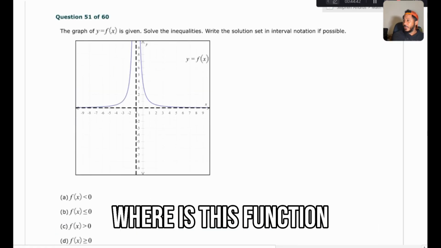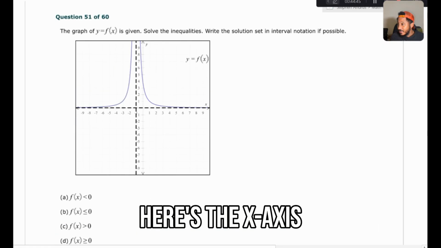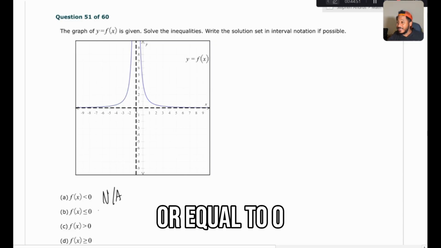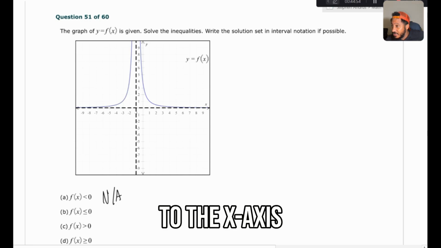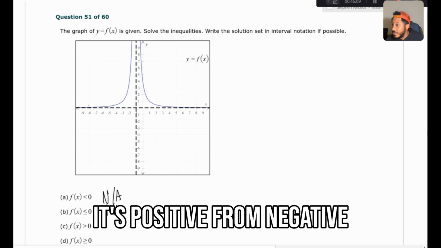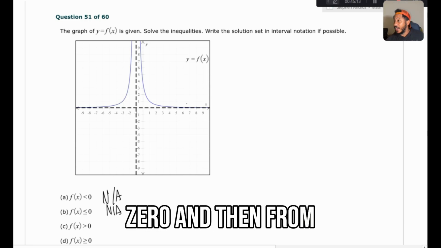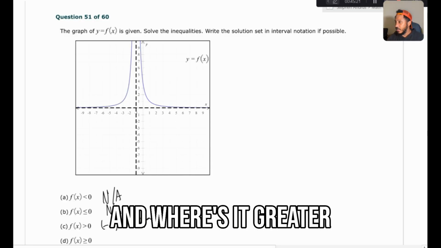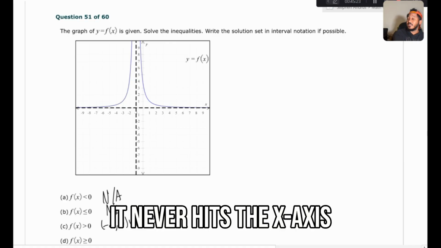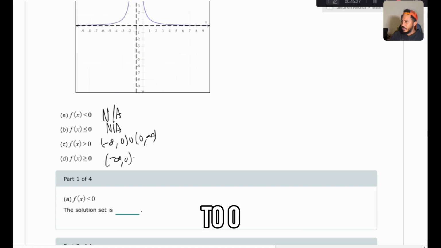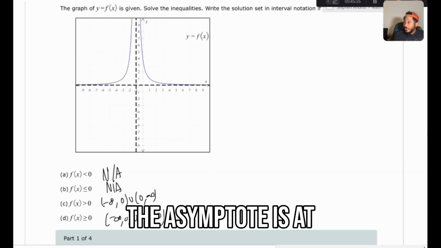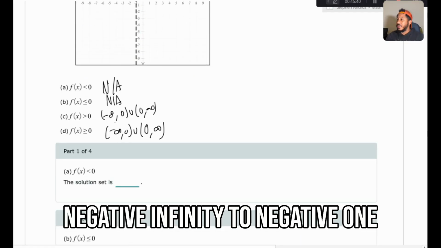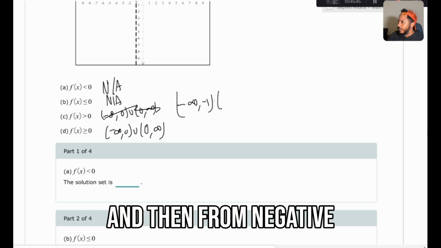So similarly here, right? Where is this function less than 0? And here's the x-axis. It's never below the x-axis. It's never negative. So it's not. Where is it less than or equal to 0? It doesn't even get to the x-axis, according to this graph. Where is it positive? From -infinity up until 0, and then from 0 on. So -infinity to 0, and from 0 to infinity. And where is it greater than or equal to 0? It never hits the x-axis, so it's the same thing. -infinity to 0, union 0 to infinity. Oh, I'm sorry. The asymptote is at -1 here, not at 0. I thought it was on the y-axis. Sorry. So this would be -infinity to -1, and then from -1 to infinity.